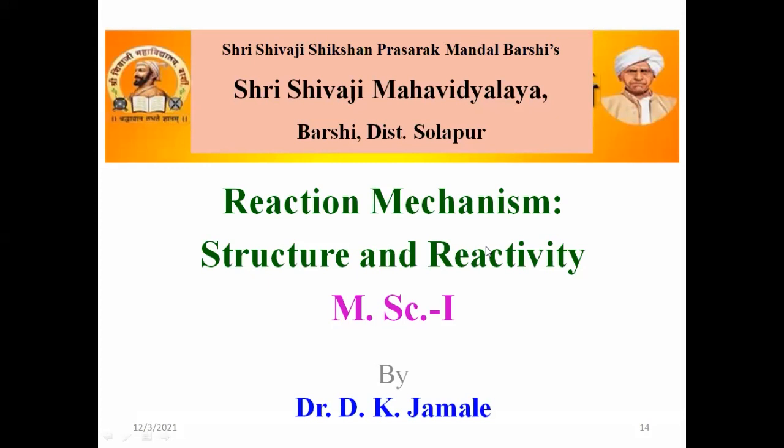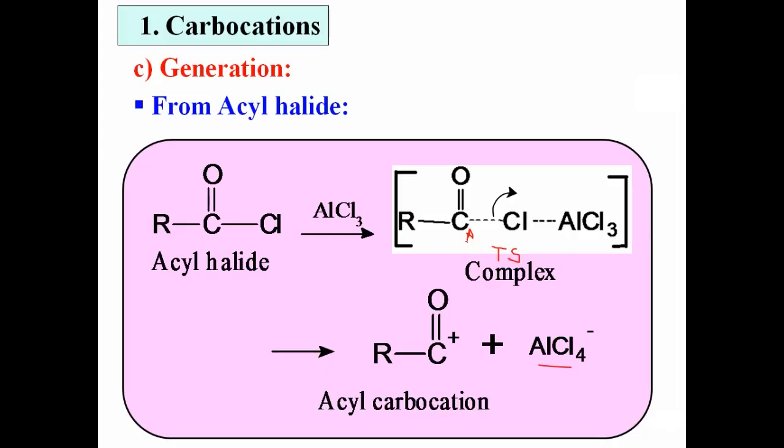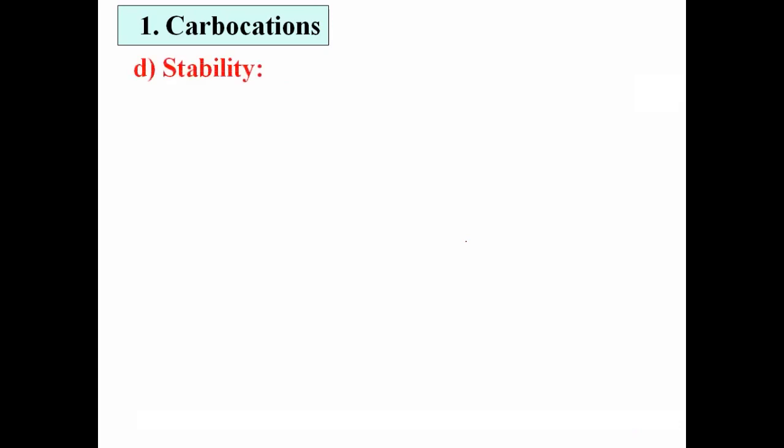While in the third point, generation, we saw how carbocations are generated by using alkyl halide, alkene, diazonium ion, acyl halide, etc. Now let us see the next point, stability. Very important point, stability of carbocation. Here we are going to discuss the comparative stability among some examples of carbocation.